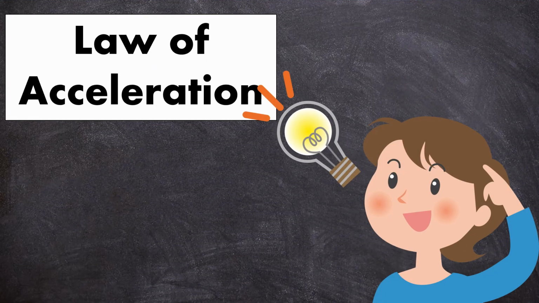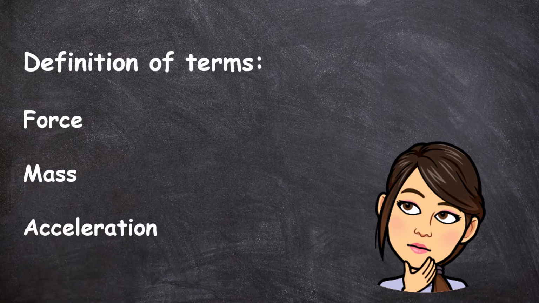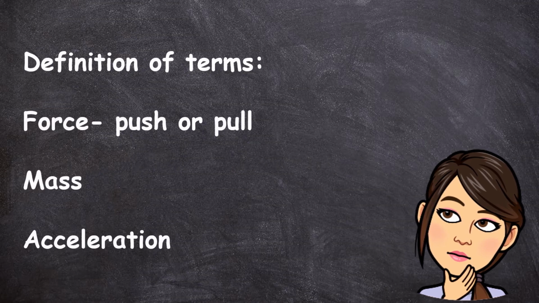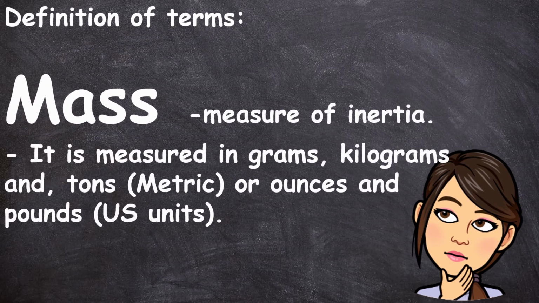Our next law is the law of acceleration. In the law of acceleration, we should first remember the following terms: force, mass, and acceleration. Force means push or pull. Mass means the measure of inertia. It is measured in grams, kilograms, and tons or ounces and pounds.